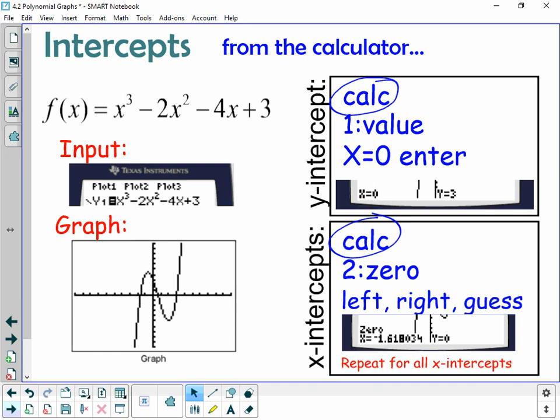All right, so that is the characteristics of polynomial functions. Again, we'll be continuing to work with these graphs of polynomial functions for the next couple of lessons. Thank you.